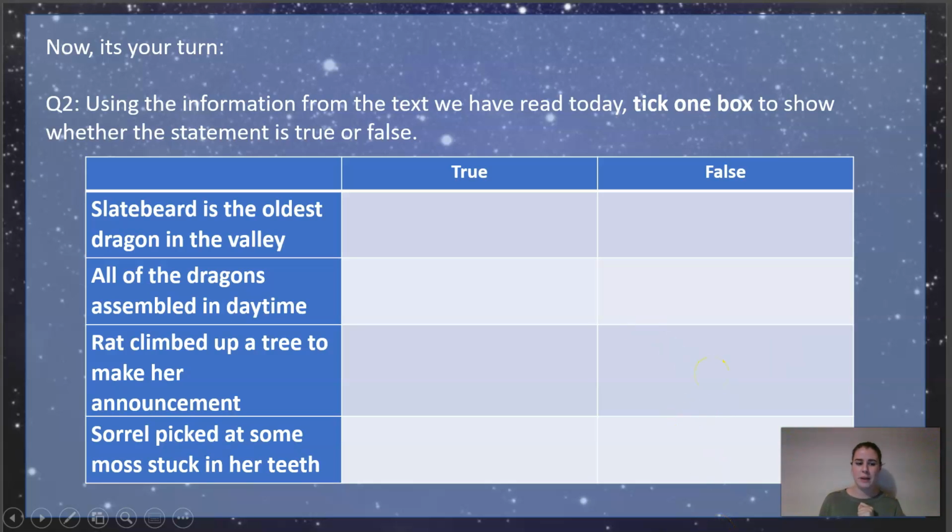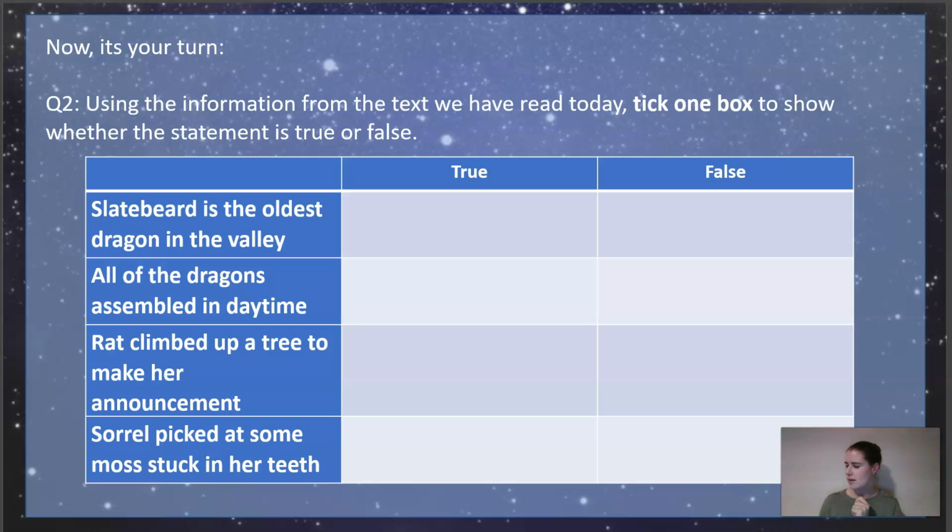And the last one, Sorrel picked at some moss stuck between her teeth. So now I'm looking for a description of Sorrel, and something to do with moss and maybe her teeth. So those are going to be the 3 words of Sorrel, moss and teeth I'm looking for in the same sentence. I know that this happened somewhere towards the end of the pages that we were looking at, because Sorrel makes an announcement. So I'm going to skip to the end bit here.